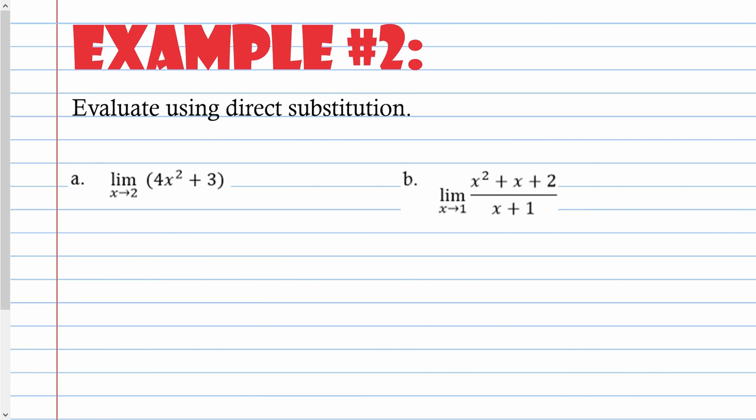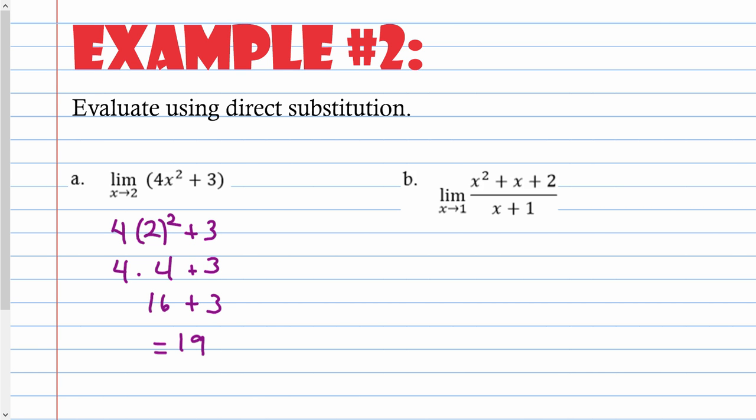Okay, example 2, evaluate using direct substitution. Again, these are just a little more involved. For part A, this is just simple direct substitution. And I am going to plug in that 2. So 2 squared times the 4 plus 3. So I have 4 times 4 plus 3, so 16 plus 3, so 19.